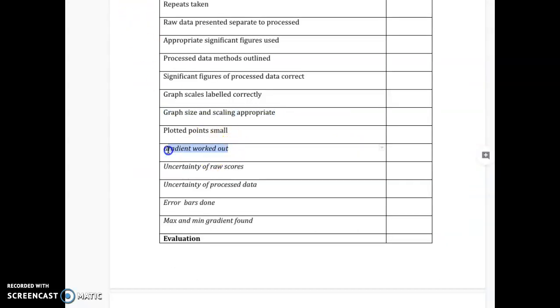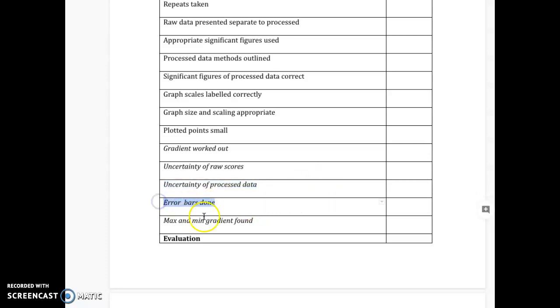You've worked out your gradient, super important, and you can just use the linear best fit function on Google Sheets or Excel. Now you've worked out the uncertainty of your raw scores and the uncertainty of the processed data. So that's a little bit of processing that you have to do, either in terms of the averages, you have to work out the uncertainty of the average, or other calculations which would depend on what you're actually investigating. I'll deal with that one-to-one.